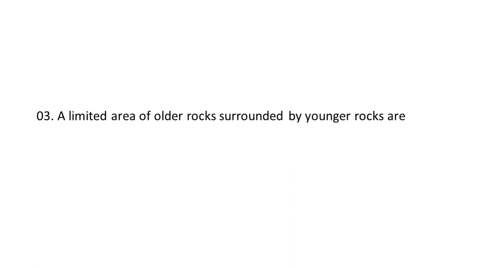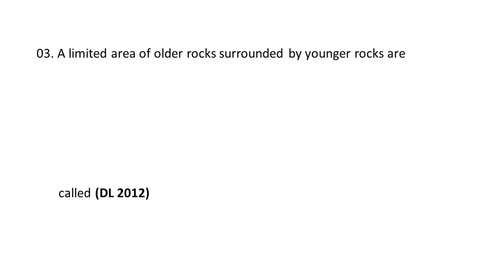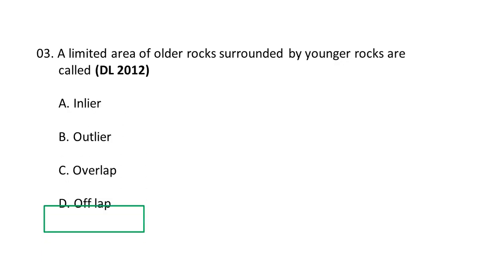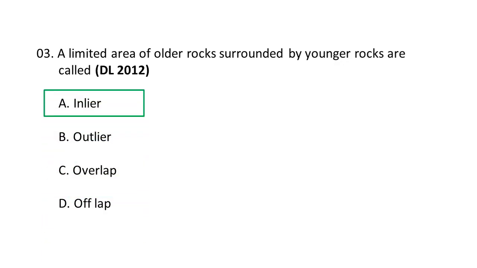Next question. A limited area of older rocks surrounded by younger rocks are called A. Inlier, B. Outlier, C. Overlap, D. Offlap. A limited area of older rocks surrounded by younger rocks are known as inlier. Inliers are usually formed when the younger rocks above are eroded away, revealing the older rocks underneath. So that's why inlier is a limited area of older rocks surrounded by younger rocks. A is the correct option.